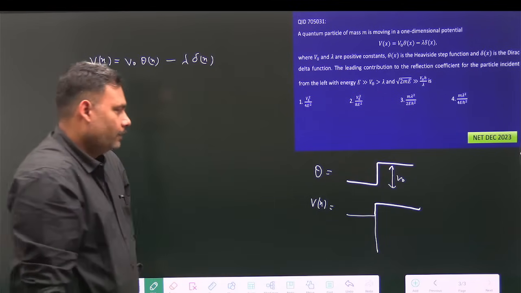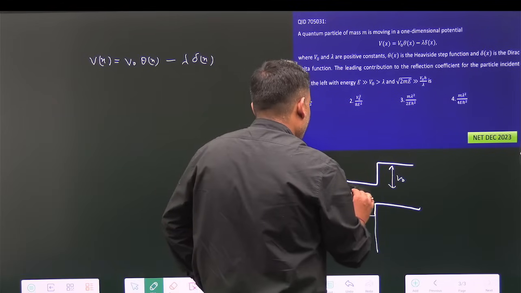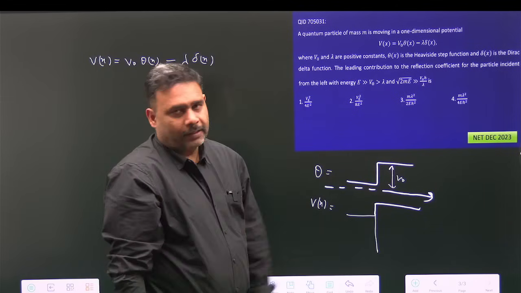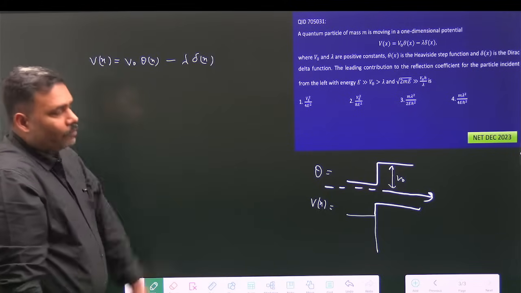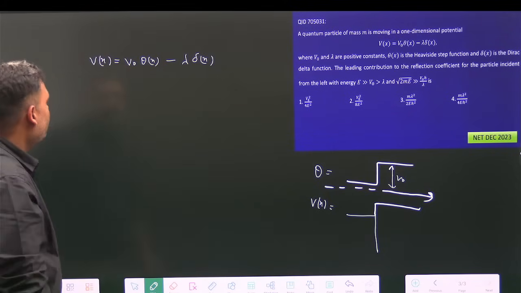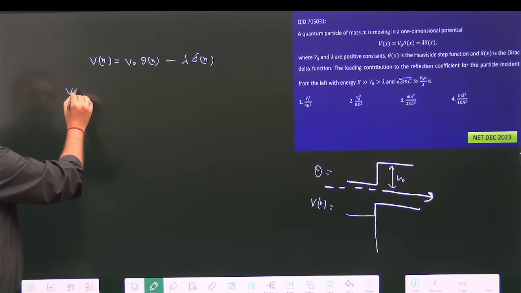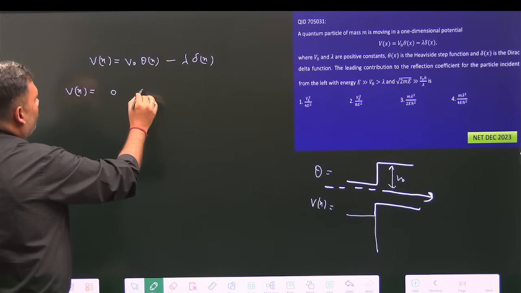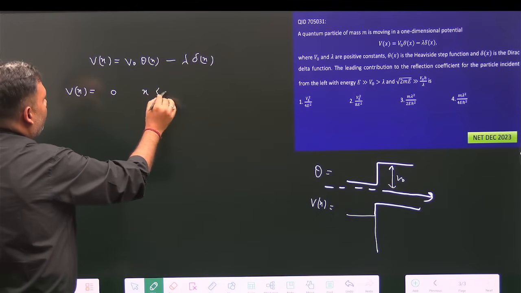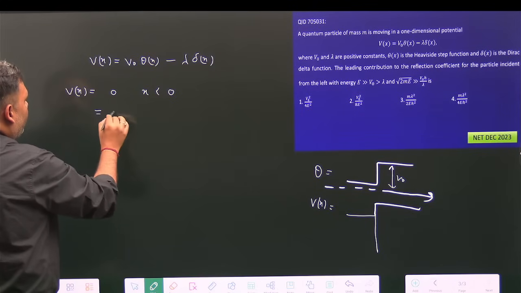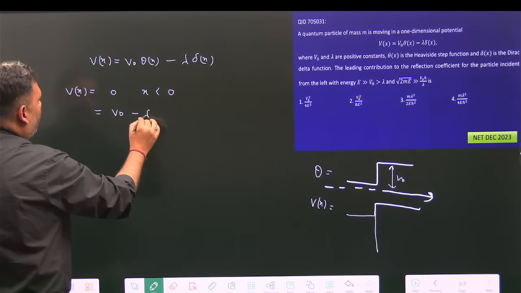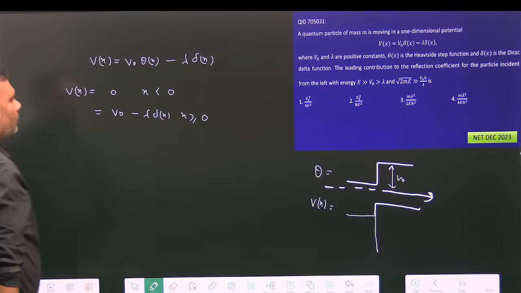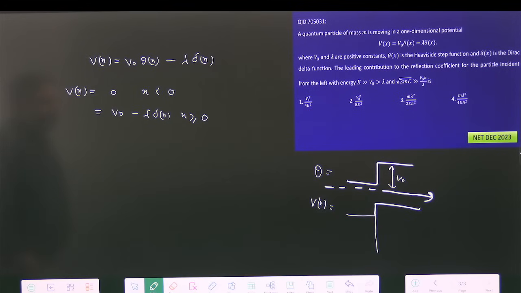And what is our energy? Our energy is greater than V naught. So this is our energy, the energy of a particle. So how will we go for this? First we have to write this particular Vx. This Vx is equal to 0 if x is less than 0, and that value is equal to V naught minus lambda delta x if x is greater than or equal to 0. So this is the story of the potential.